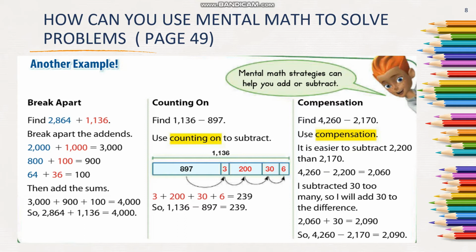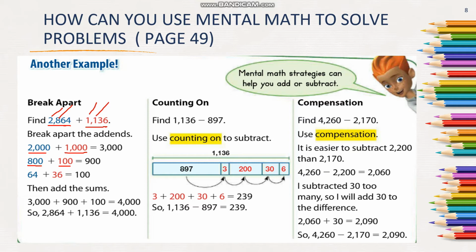Other strategies that help you answer mental math problems are the break apart, counting on, and compensation strategies. Let's talk about break apart. Break apart means you break the digits by place value. For example, I have 2,864. 2 is in the thousands place, so I will make it 2,000. 8 is in the hundreds place, so that is 800. Then 64, or you can make it 60 and 4. Then 1,136. 1 is in the thousands place, so that is 1,000. 1 is in the hundreds place, so that is 100. Then 36, or you can break it into 30 plus 6.